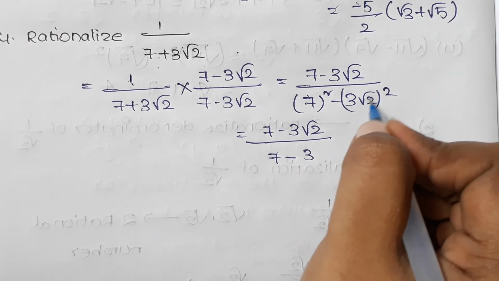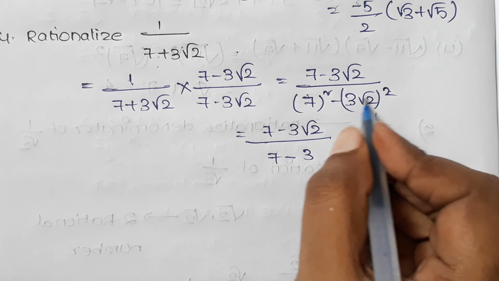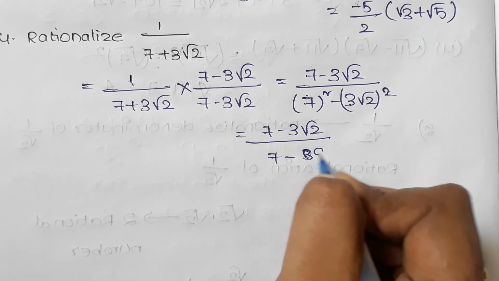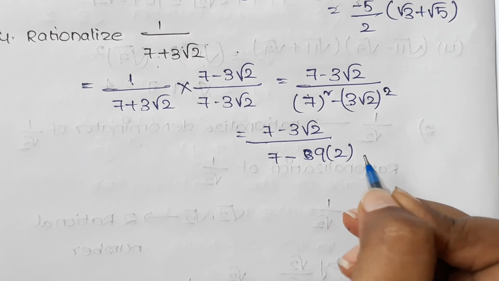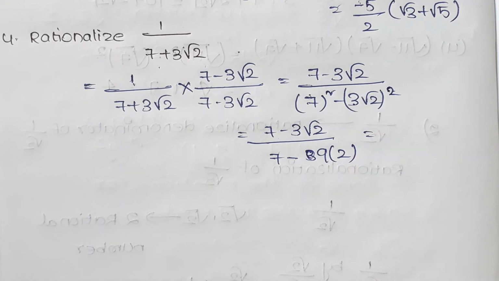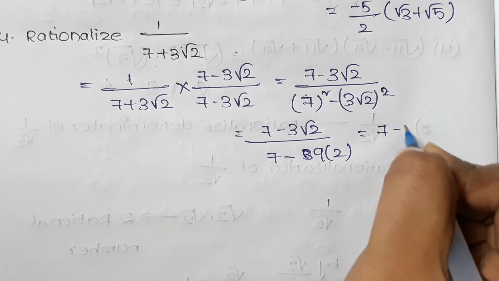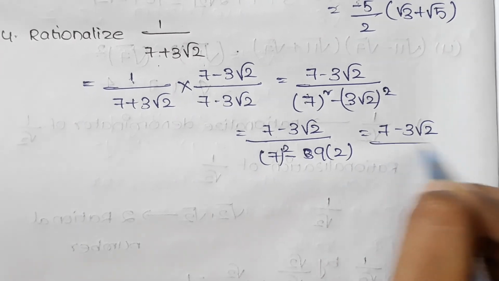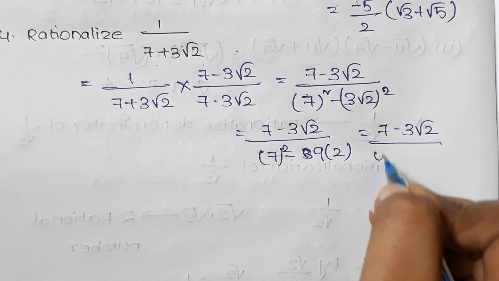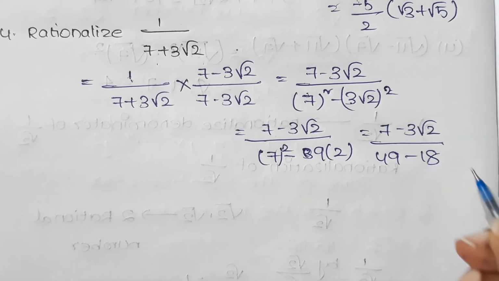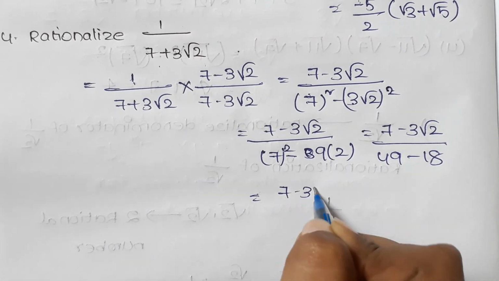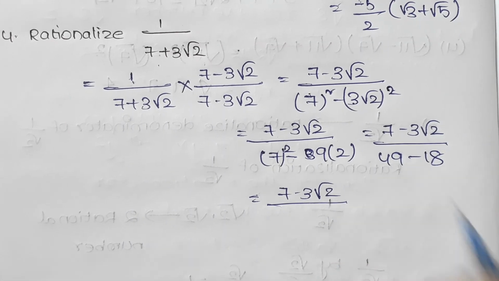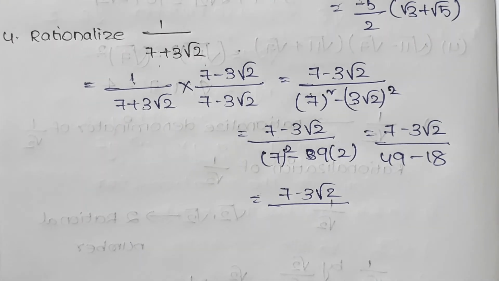That equals 7 minus 3 root 2 divided by 7 square minus 3 into root 2 whole square. Here 3 square is nothing but 9, and root 2 whole square is 2. So 7 minus 3 root 2 by, here 7 square is 49, and 9 into 2 is 18. From this, 7 minus 3 root 2 by 49 minus 18, which is 31. This is the rationalization of 1 by 7 plus 3 root 2.